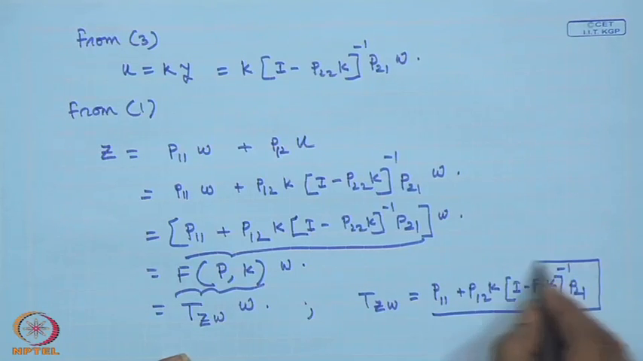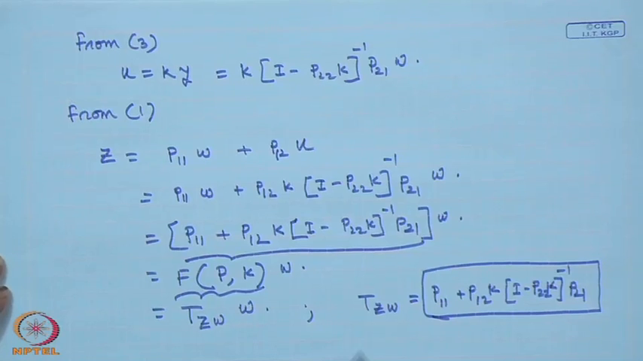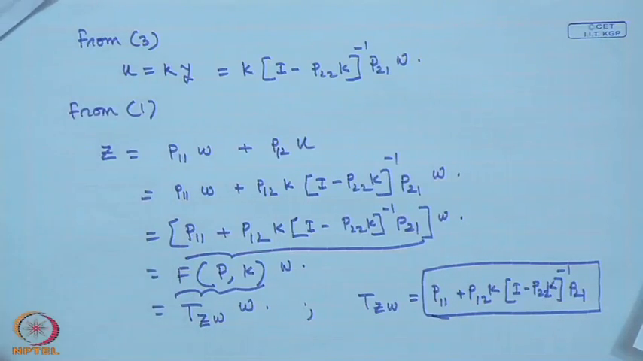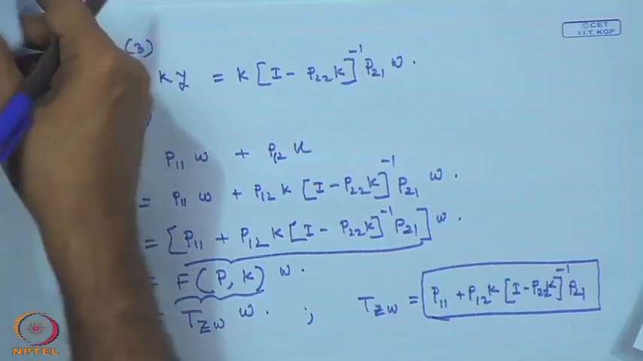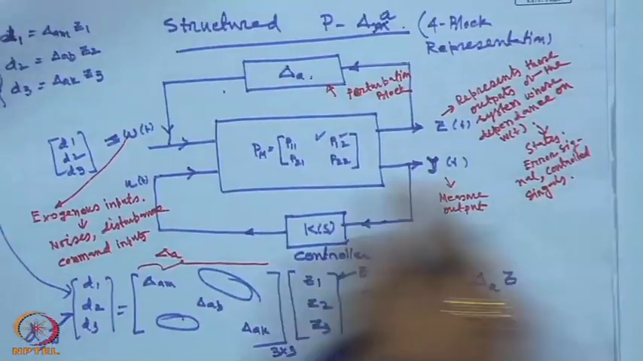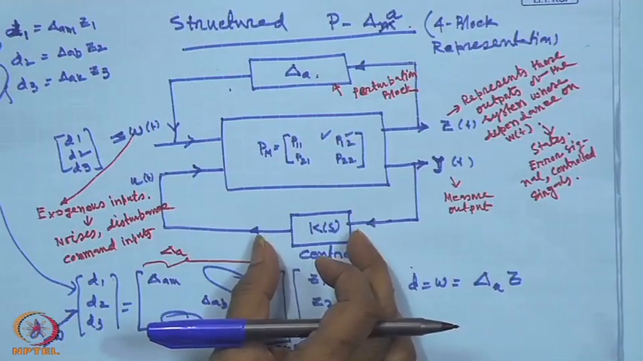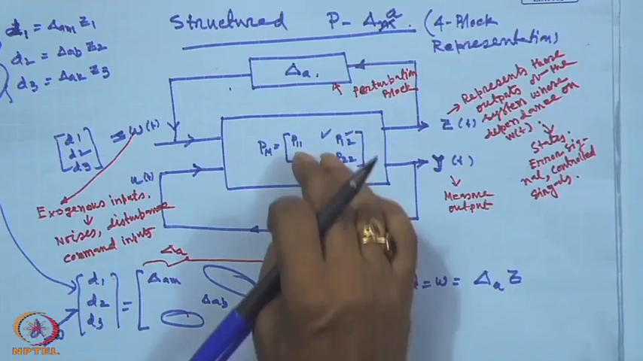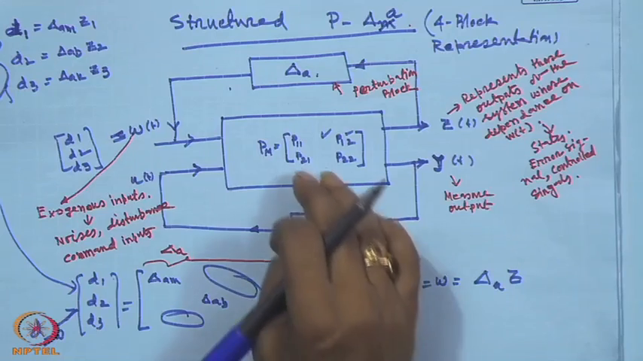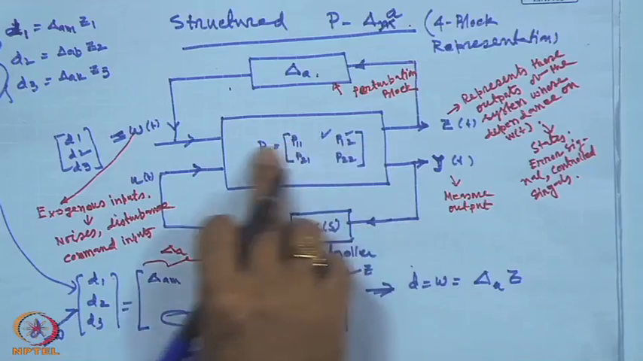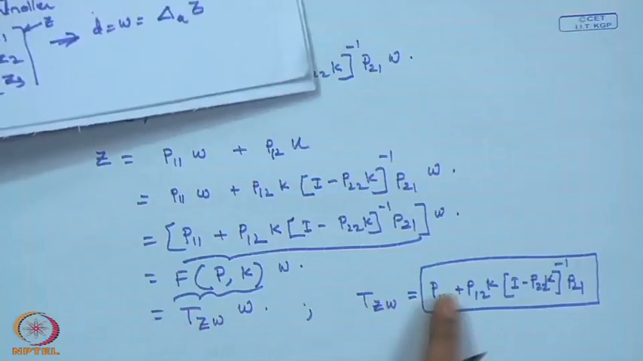So, this is our transfer function, and it is very useful when you design the H infinity controller. Then how will you remember this expression? As I told you earlier, look at the basic 4 block representation of the system. The lower loop we want to merge into the P block, so you have to start with the upper row of that P block, P11. So, I have started with P11.